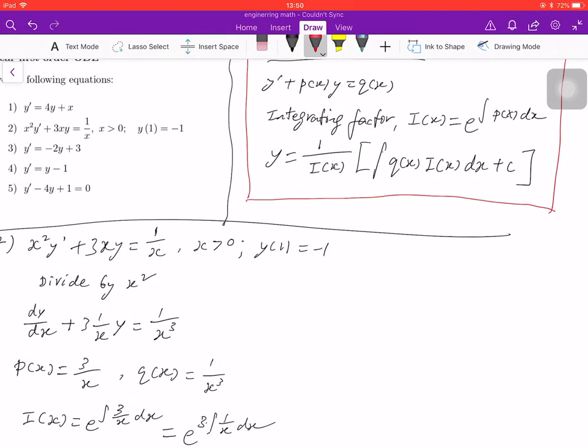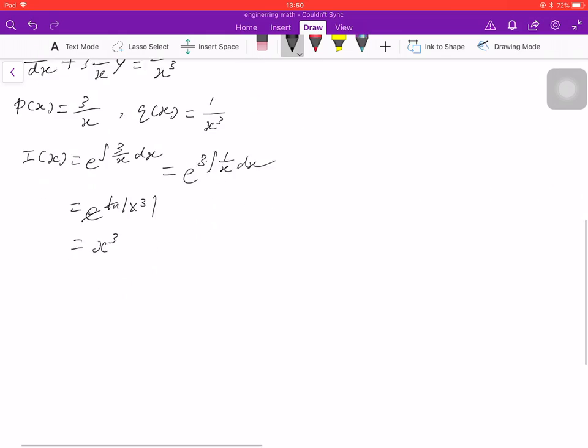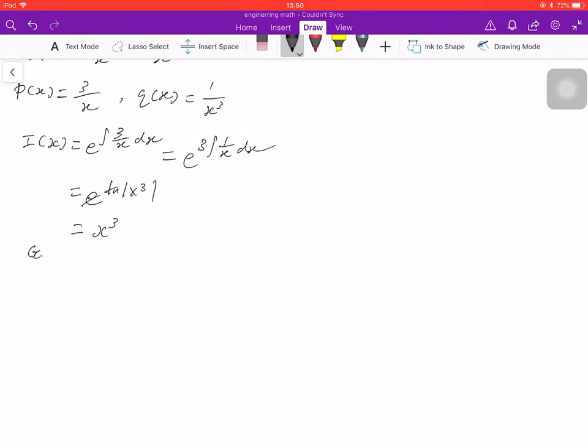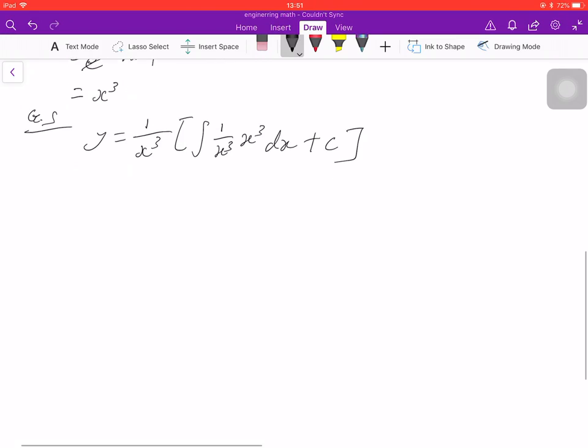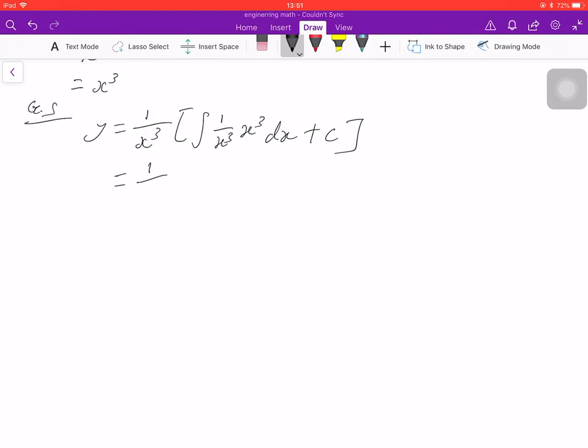Then we use the general formula again to find the solution. The general solution is y equal to 1 over the integrating factor, times the integral of Q(x) multiplied by the integrating factor, dx, plus c. So this is equivalent to 1 over x cubed, and here we can cancel these terms, so we integrate with respect to dx, plus c.